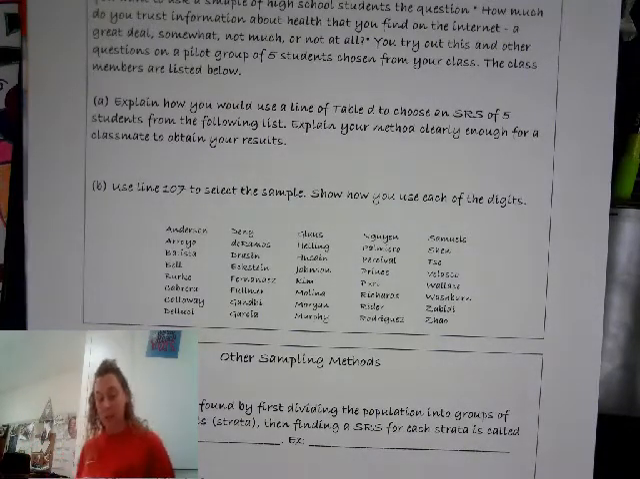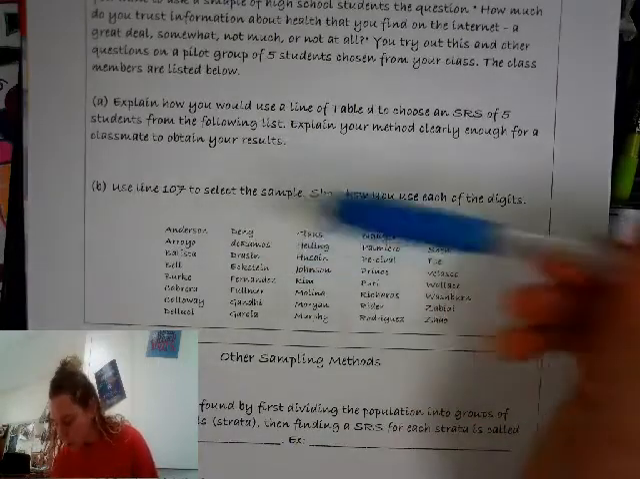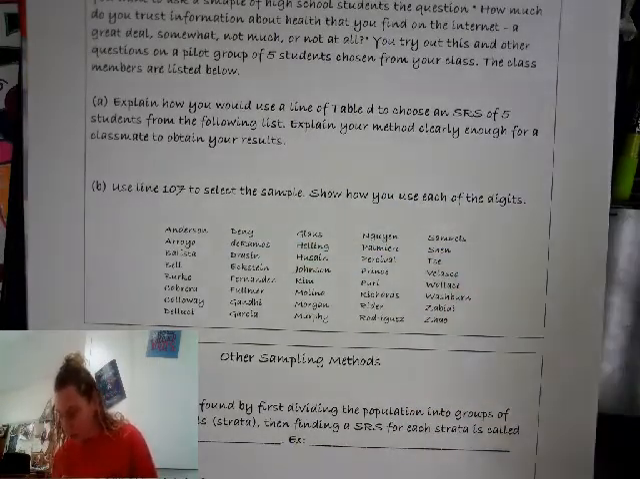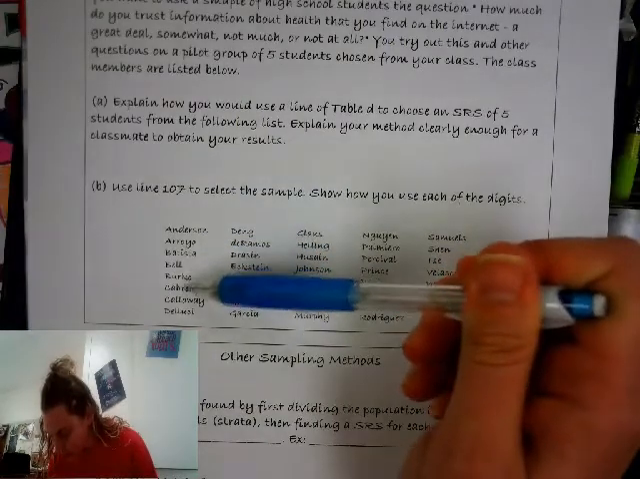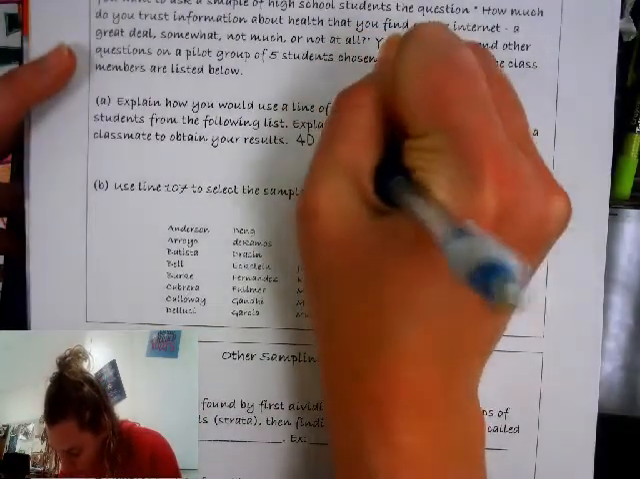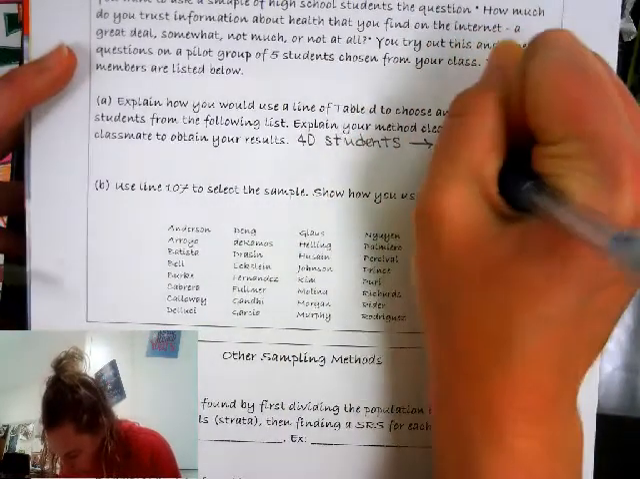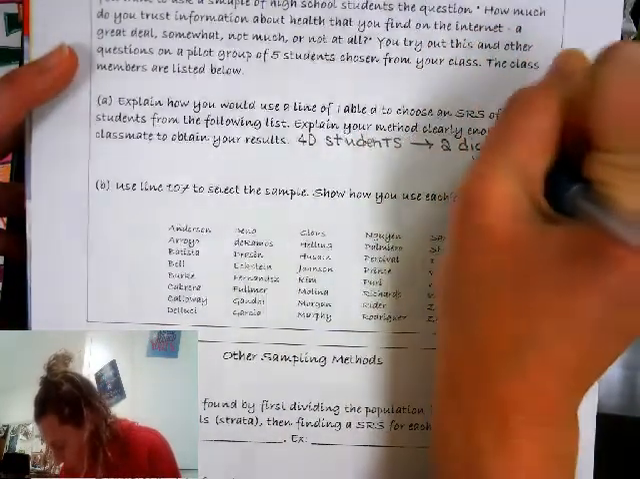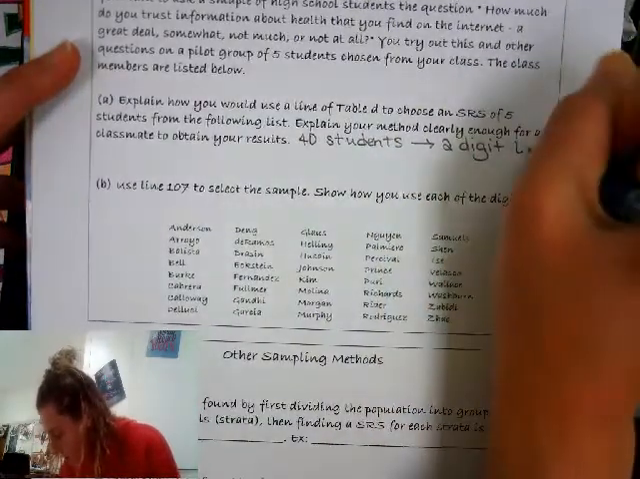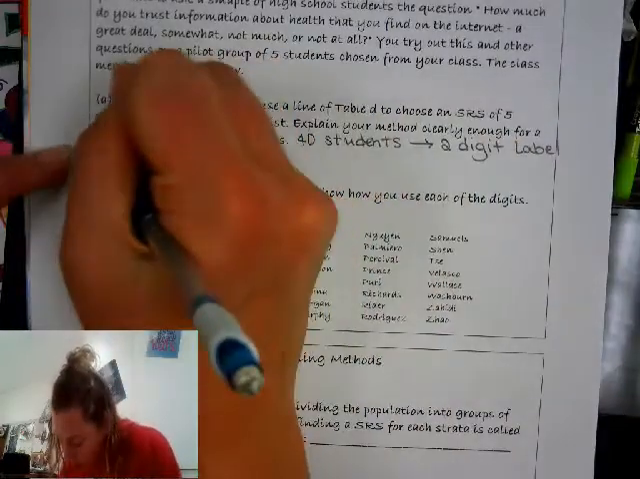So, first of all, we have to know how many students are in here. So we have 1, 2, 3, 4, 5 columns. 1, 2, 3, 4, 5, 6, 7, 8. So we have 40 students. So we need to have labels that are 2 digits. So we could go 00 to 39, or we could do 01 to 40. I'm going to go with 01 to 40. So first thing, we're going to label each name with a number.